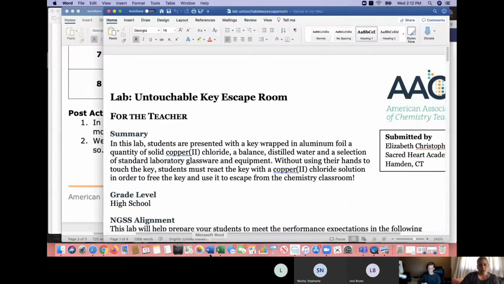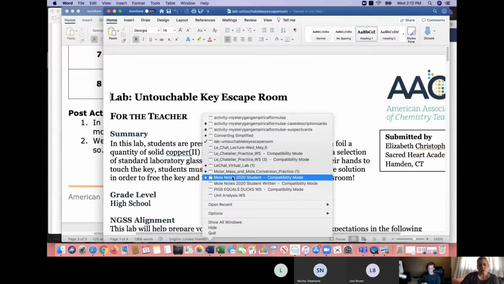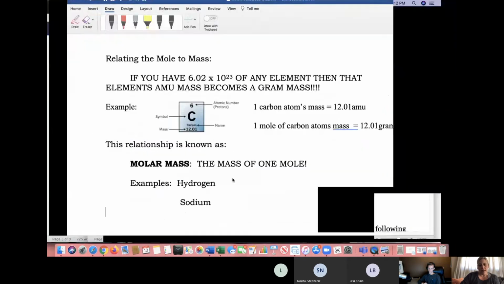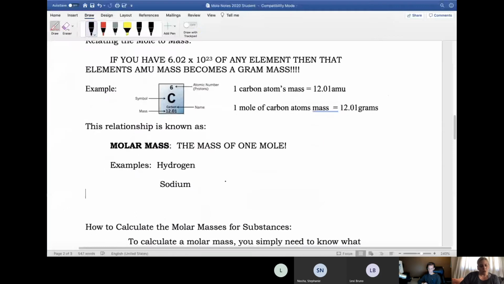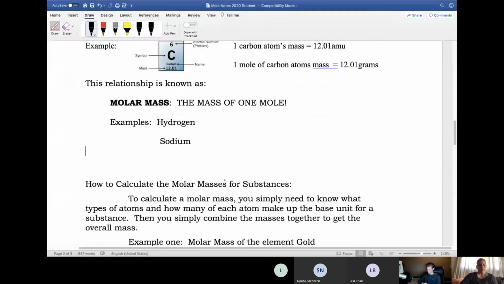So I have to teach you how to calculate a molar mass. Molar mass is the mass of 1 mole. If ever you're calculating molar mass, the unit is going to be grams per mole. MOL is the abbreviation for mole, just so you guys know.